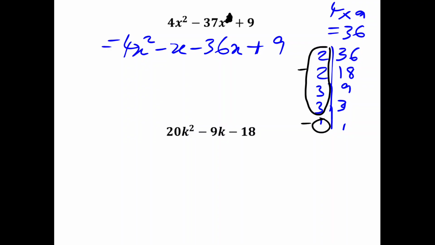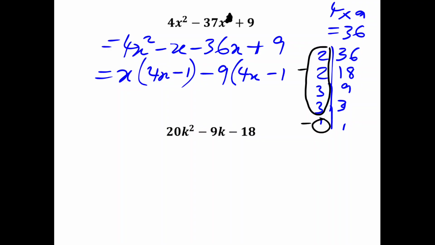Then we can proceed and look at the grouping method and look at the first two binomials. What is common amongst those? We have x that is common, and then we have 4x minus 1. Then when you look at 36 and 9, the common factor there is 9. So we take 9 out, we're left with 4x minus 1.